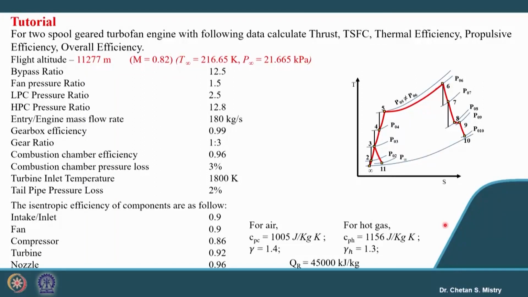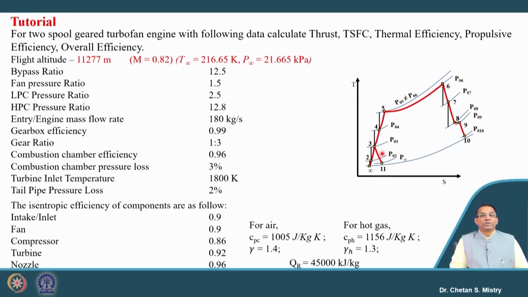In the last lecture, we were solving the numerical for a 2-spool geared turbofan engine, in which the information given is: bypass ratio 12.5, fan pressure ratio 1.5, LP pressure ratio 2.5, HP pressure ratio 12.8. The engine mass flow rate is given, that is, total mass flow rate 180 kg per second. Gearbox efficiency is 99%. Say gear ratio is 3:1 or we can say 1:3. It depends on what we are configuring.